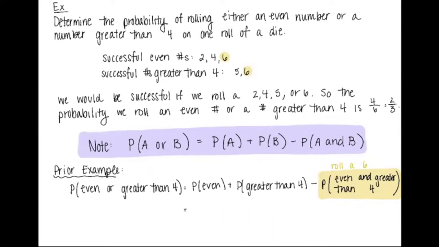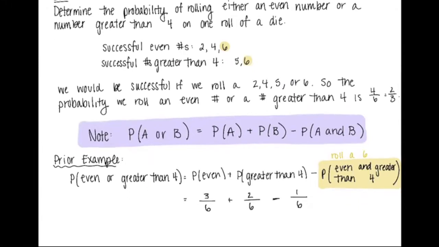So combining this formula, the probability it's even is 3 out of 6 numbers. 2 out of 6 are greater than 4. And 1 out of 6 is even and greater than 4. So if you add up those numerators, 3 plus 2 is 5, minus 1, you get the 4 out of 6 that we were able to see. Make sense so far? Okay.